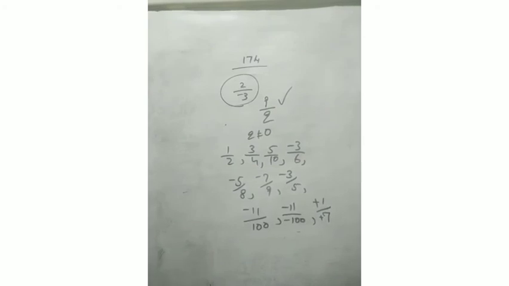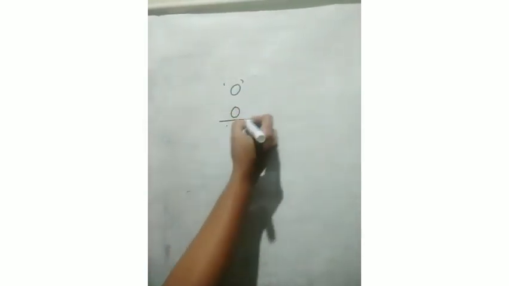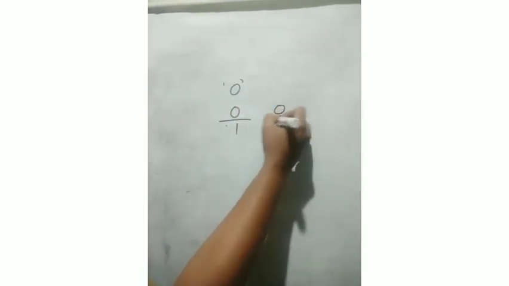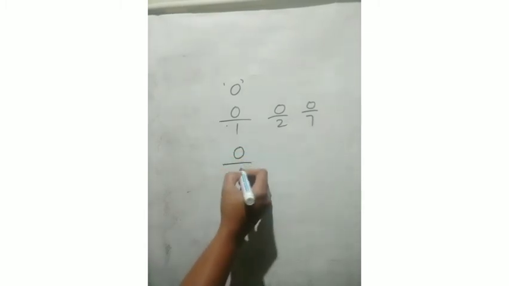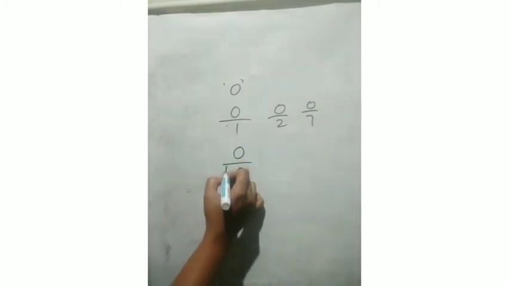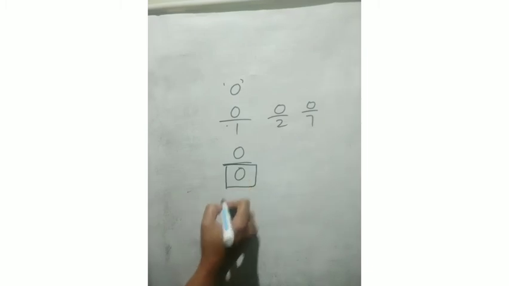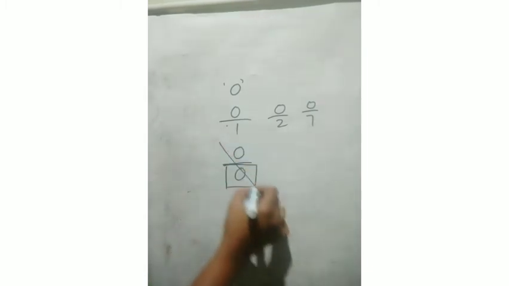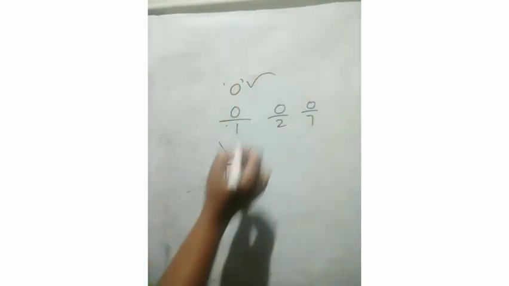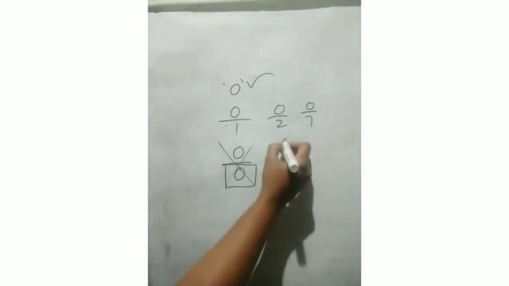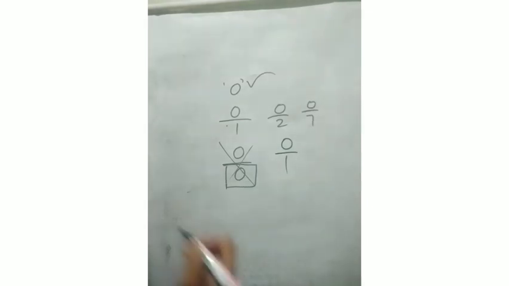Clear? Children, 0 is a rational number, because 0 we can write as 0/1, 0/2, 0/7. Anyway, the value is 0 itself. But 0 divided by 0, we know dividing by 0 is not defined, so this is not a rational number, but all these are rational numbers. So we can say 0 is a rational number because we can write 0/1, 0/2 and so on.